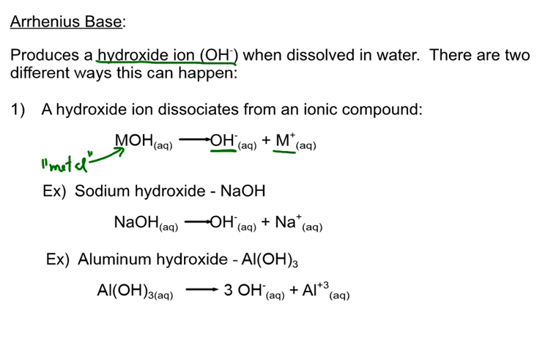So two examples of those are sodium hydroxide and aluminum hydroxide. So basically all that's happening is that both of these molecules are breaking up into their ions, and when they do that, they're releasing hydroxide ions, okay?